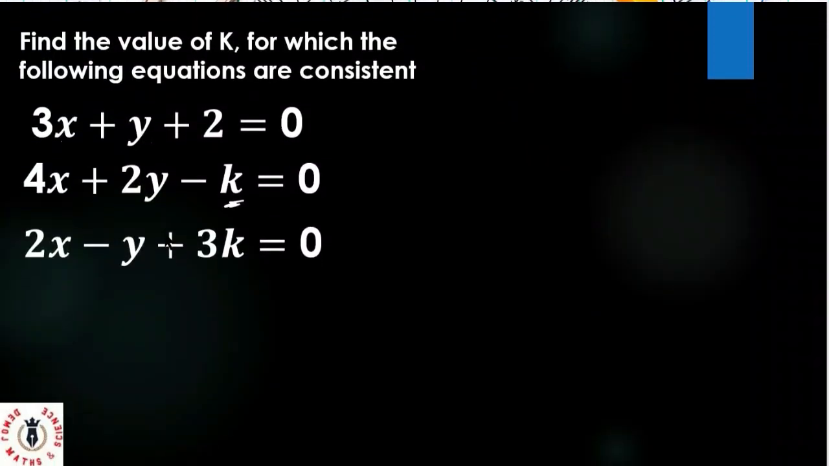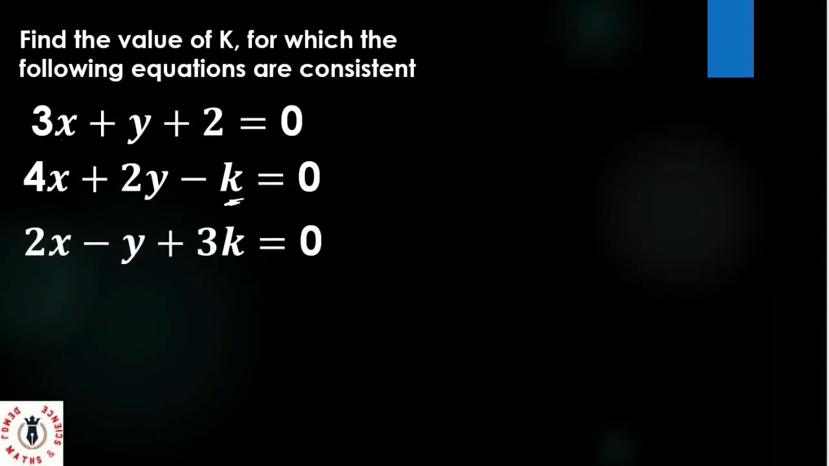Now, our question wants us to find the value of k for which the following sets of equations are consistent. For this set of equations to be consistent, the determinant of the matrix of this equation must equal 0. The first thing we're going to do is to highlight the matrix of this equation. So we pick the matrix with 3, 1, and 2. We have 4, 2, minus k. We have 2, minus 1, and 3k.